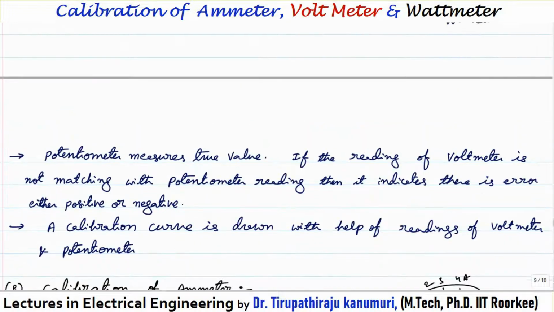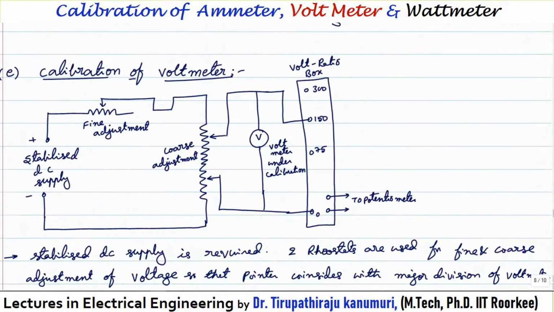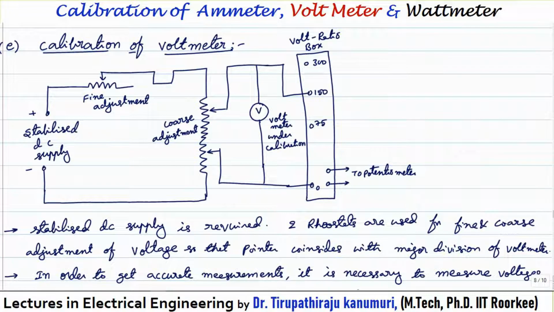So let us now see the calibration of the voltmeter. For this, again the stabilized DC supply is used so that no disturbance will be there in between, and two rheostats are used, one for fine adjustment and the second for coarse adjustment. This is the voltmeter under test which needs to be calibrated, and it indicates the measured value.